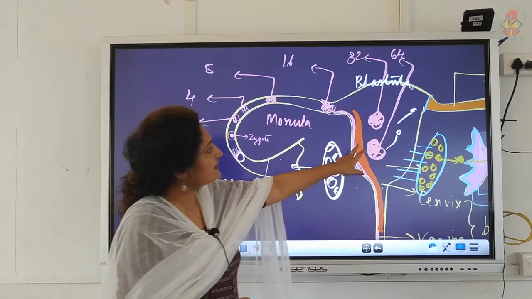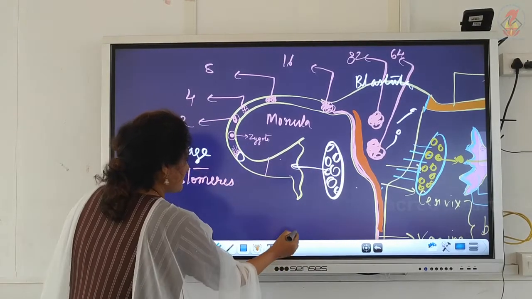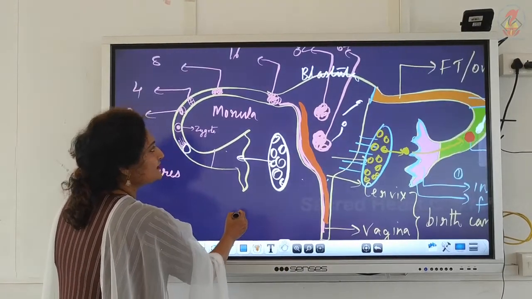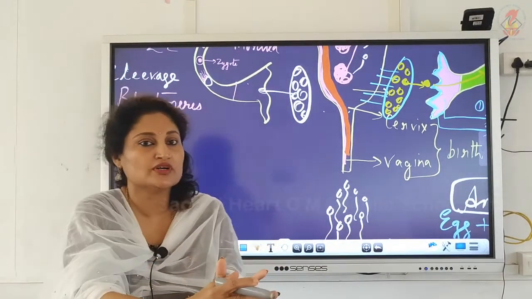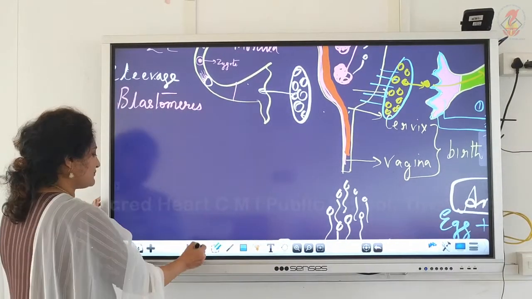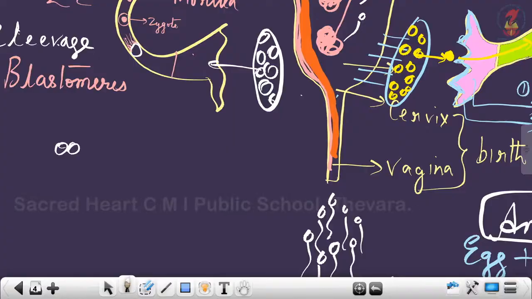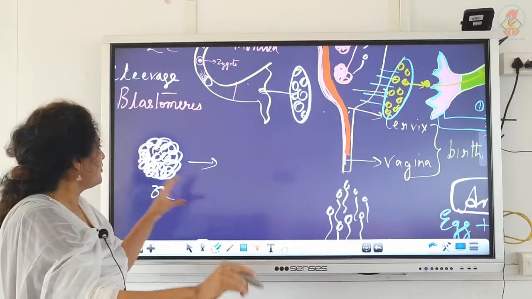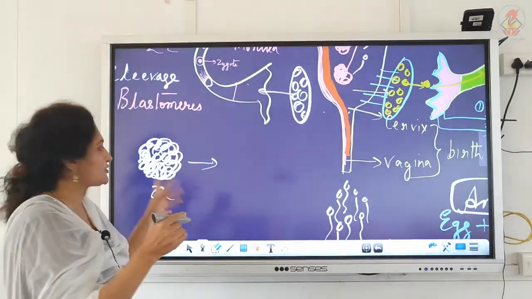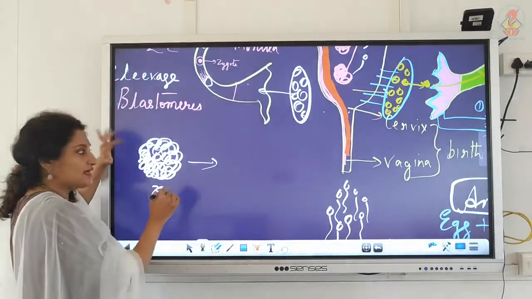Now finally at the 64th cell stage, it gets implanted. So to understand implantation, we have to learn the structure of a blastula, the late blastula. The 32 cell stage is a ball of tightly packed cells. The blastomeres are tightly packed. So let this be the 32 cell stage. From the 32 cell stage, it is going to progress into the 64 cell stage. What happens is reorganization of the blastomeres. All the daughter cells are called blastomeres.